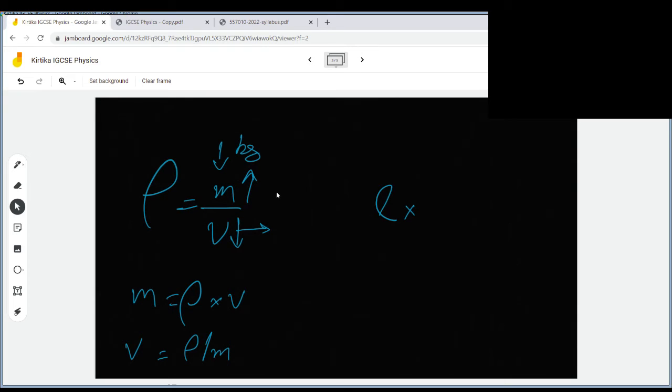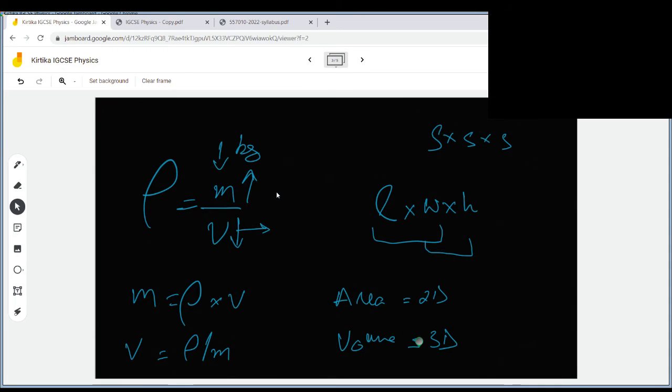Or if it's a rectangular cuboid, it would be length into width into height. Length into width gives me area. Area into the third dimension gives me the volume. So area is 2D, volume is 3D, a three dimensional quantity. It uses three dimensions.